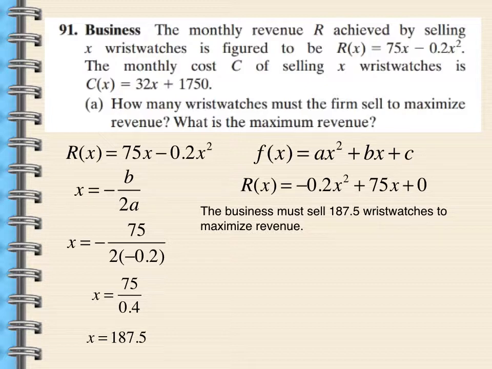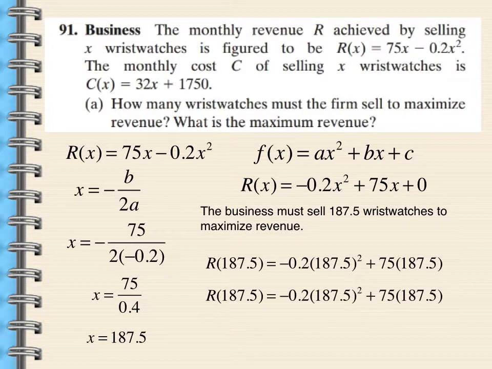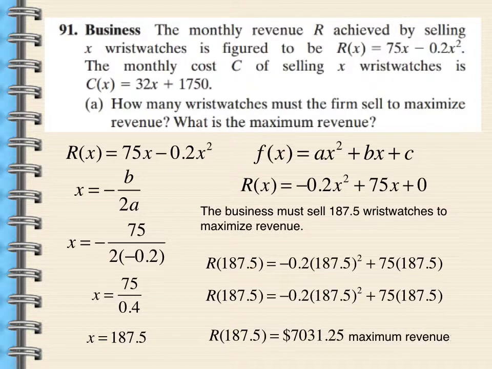Now remember, revenue is the money that comes into the business. We are supposed to figure out what is the maximum revenue, so we will substitute 187.5 in place of x in the given function. And we'll simply use our calculator and we'll determine the maximum revenue to be $7,031.25.